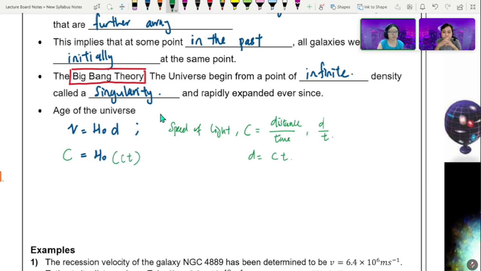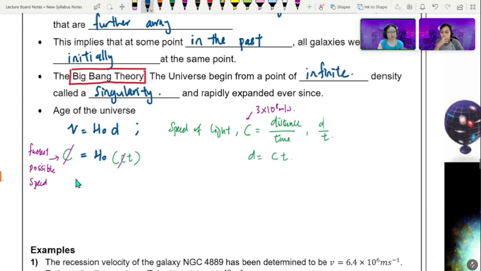Because the fastest possible speed is the speed of light. You cannot run away from the observer faster than the speed of light. So c is the fastest possible speed, due to Einstein's theory of relativity. Scientists agree that 3 times 10 to the power of 8 meters per second is the fastest possible speed that you have. Regardless, your c will cancel off.